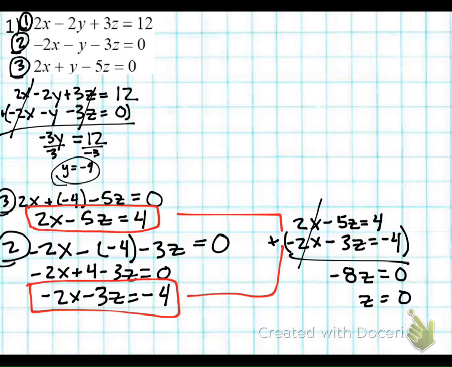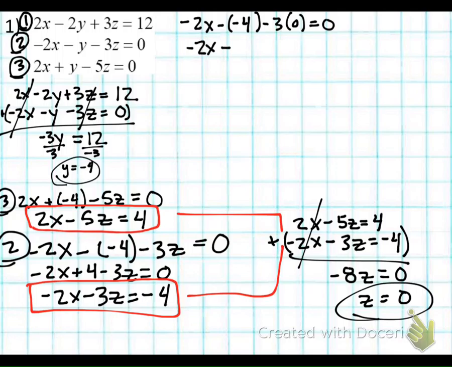Okay, now I have two of my variables solved for, so I can plug those values back into one of my original equations. So, plugging into, say, equation 2, I would have negative 2x minus a negative 4 for y minus 3 times 0 for z equals 0. Again, I'm just plugging in y and z, the values that I found, into equation 2 to solve for x.